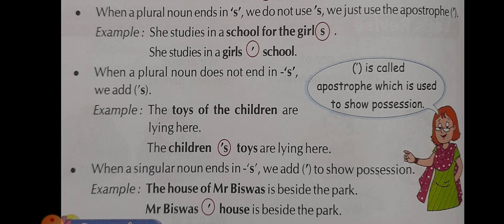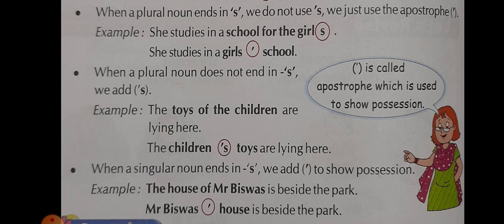When a singular noun ends in S, we add an apostrophe to show possession. If it is a singular noun and it has S in the last, still we will use an apostrophe to show possession. You have to remember only one thing: if there is S in the last, whether the noun is singular or plural, you have to use only an apostrophe.